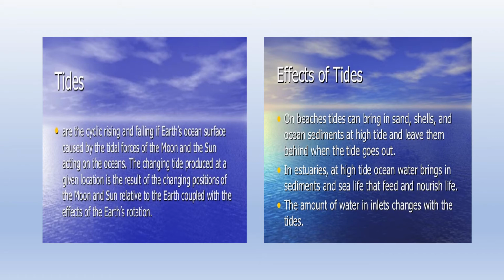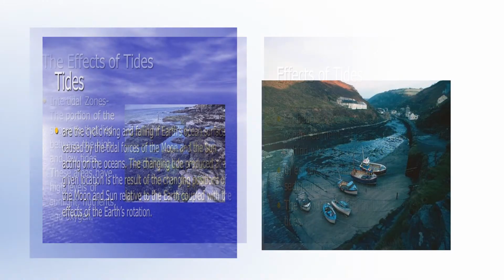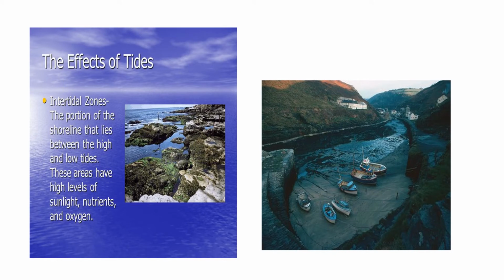The estuaries which are found in the coastal areas, where water brings the sediment and sea cliff that feed and nourish life, also get affected. Let us quickly highlight some points. This is the time during high tide when water enters, and then the small boats and fishermen can go for fishing activity.